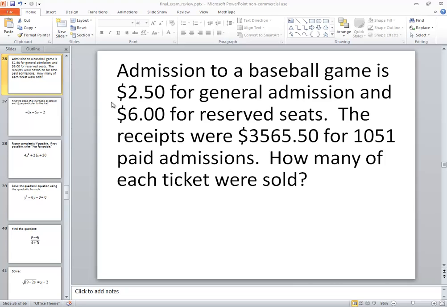This problem: admission to a baseball game is $2.50 for general admission, $6 for reserved seats. The receipts were $3,565.50 for 1,051 paid admissions. How many of each ticket were sold?